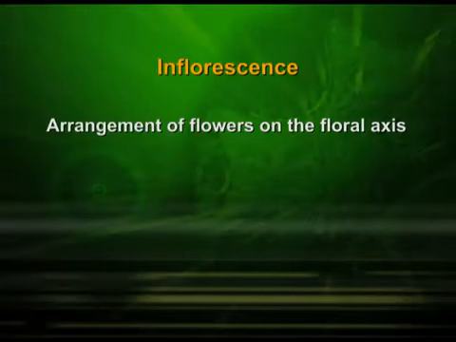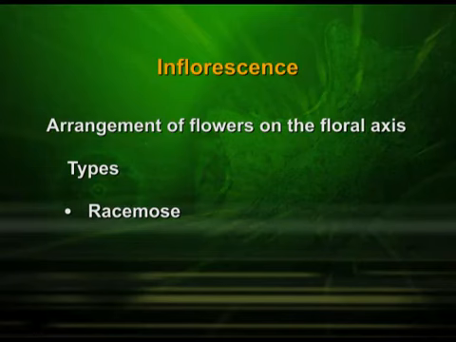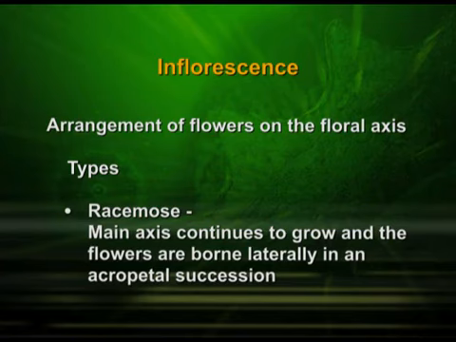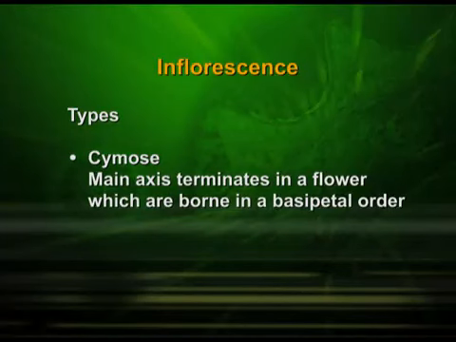Inflorescence, the arrangement of flowers on the floral axis. This is referred to as inflorescence. Now, there are two types of inflorescence. The first is the racemose inflorescence and the second is the cymose inflorescence. In racemose inflorescence, the main axis continues to grow and the flowers are borne laterally in acropetal succession. In case of cymose inflorescence, the main axis terminates in a flower which are borne in a basipetal order.